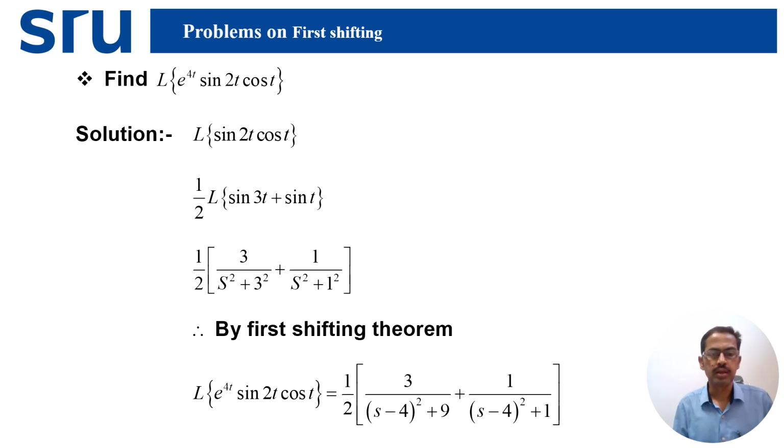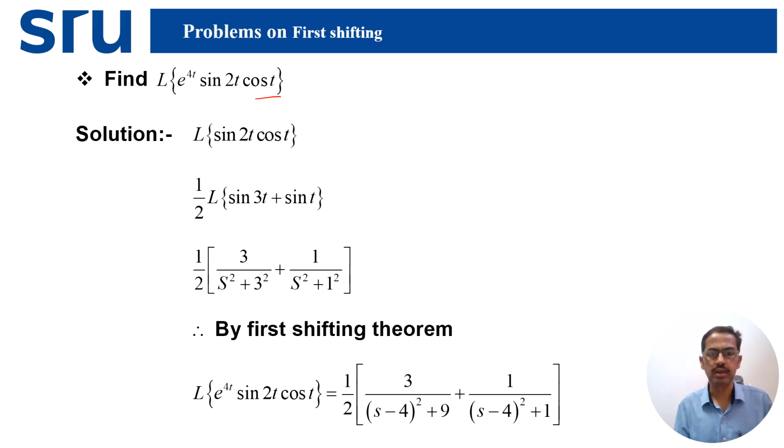Next, find the Laplace transform of e^(4t) sin 2t cos t. You know the formula sin A into cos B: sin of A plus B plus sin of A minus B. So A plus B, 2t plus t is sin 3t, plus sin of A minus B, 2t minus t is sin t. I should apply this.